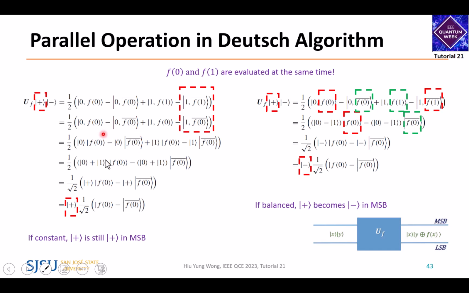Oh, no, this is just an example. It's 1 computation. Here it is just saying that if it's a constant function, it goes through this part. If it is balanced, then it goes through this part. But it's 1 computation. Okay. Then, in that case, I think that's it.